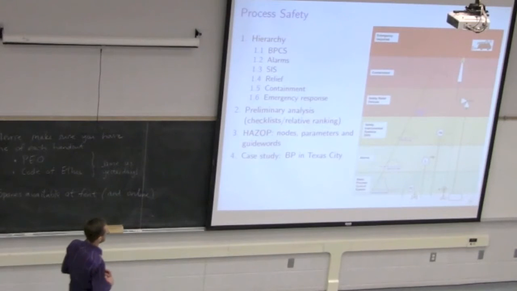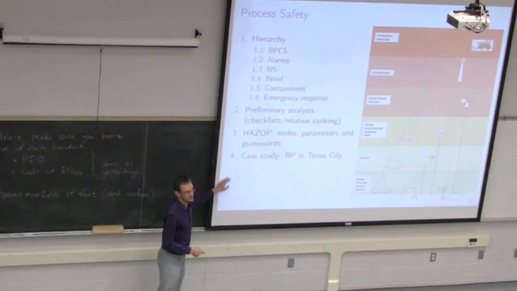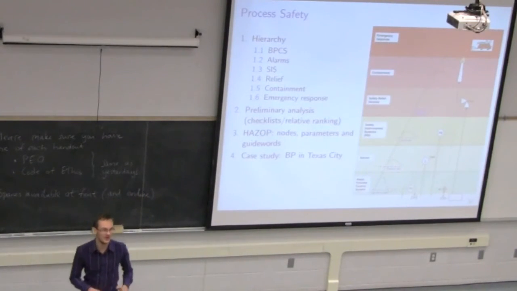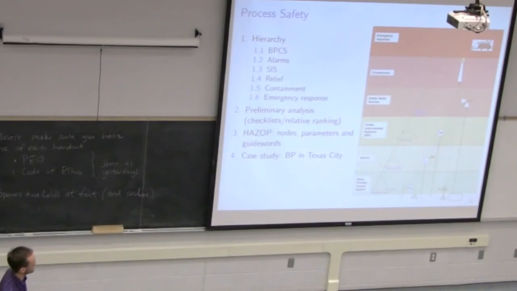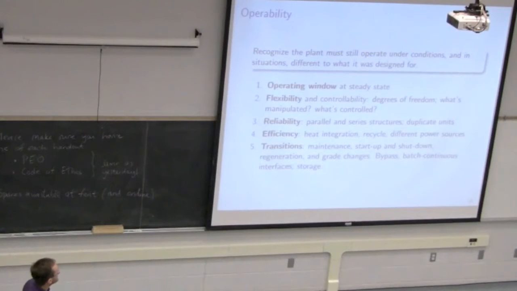That VP Texas case study we also considered in the tutorial over there. That was a good justification for this material. Regarding operability, we looked at most of these details up here: operating window, flexibility, reliability, transition, startup and shutdown, batch to continuous interfacing on the process. So all of those topics were there, and you saw them as well in your projects. Your project was a chance just to apply this material.